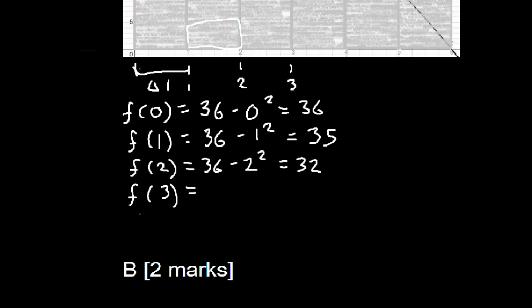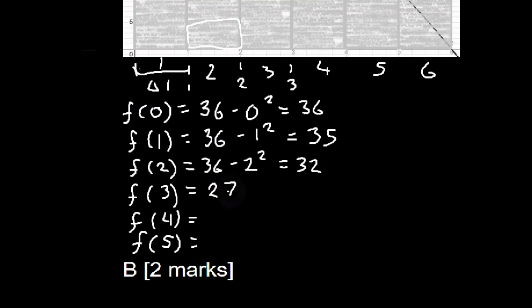We go all the way up, but we don't go to f of 6, because if you count the number of rectangles that are here, we've got 1, 2, 3, 4, 5, and 6. And because we start at 0, we've got 0, 1, 2, 3, 4, 5, that's 6 occurrences. So I'm just going to fill these in very quickly. If you want to do the mental maths, you can.